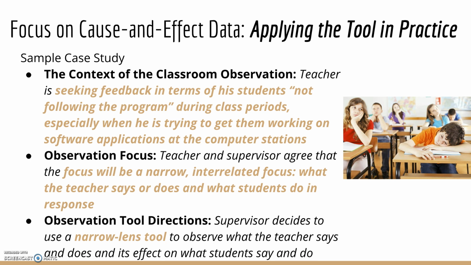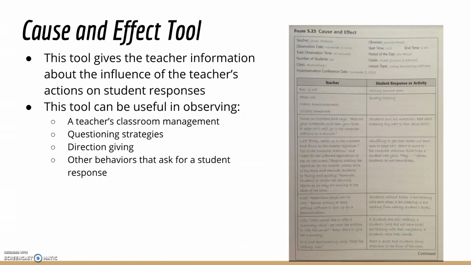The focus of the observation is helping the teacher see what his students do, what the teacher says and does, and how the students relate. The observation tool used here is a narrow lens tool that will help the teacher see what they do and the effect of what they do and say. The cause and effect tool in figure 5.23 provides the teacher with information about the influence of the teacher's actions on student responses. This is helpful in terms of classroom management, questioning strategies, direction, and other behaviors that ask for a student response.